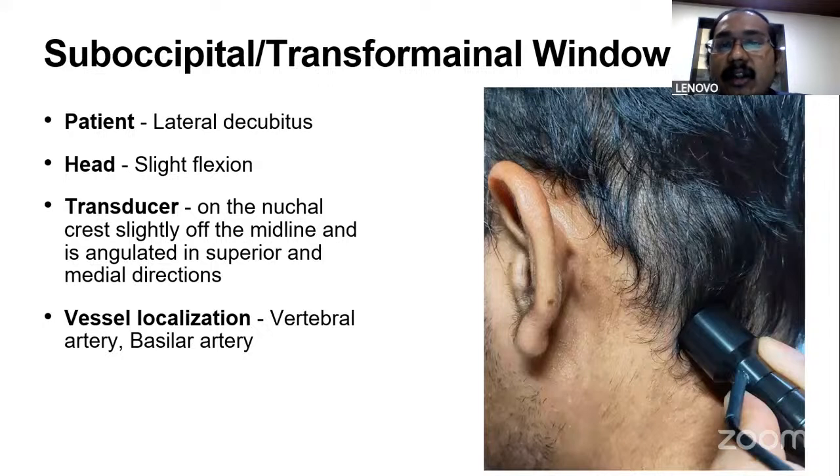It is the suboccipital or transforaminal window. Now, if possible, the patient can be in a lateral decubitus position. This is not compulsory. If it is possible, it can be done. Otherwise, we can try turning the head to one side and give a slight flexion, and then we can get this window. The transducer is placed on the nuchal crest slightly off midline and is angulated in superior and medial directions. With this transforaminal or suboccipital window, we can localize the vertebral artery and basilar artery.